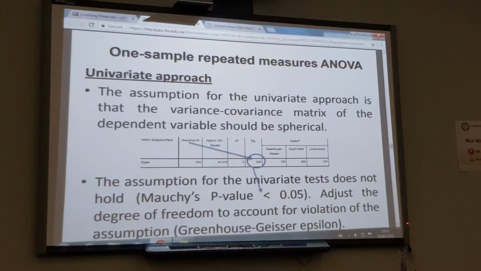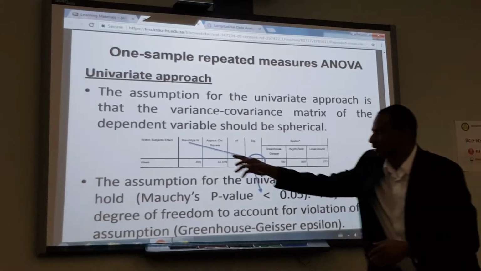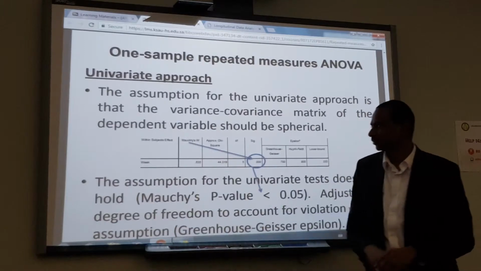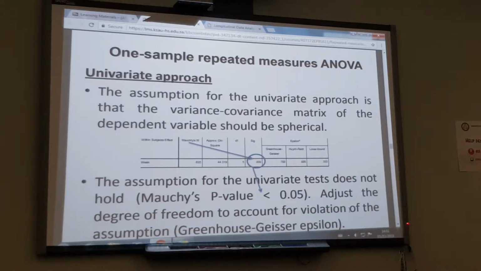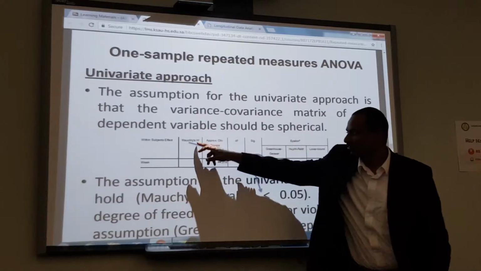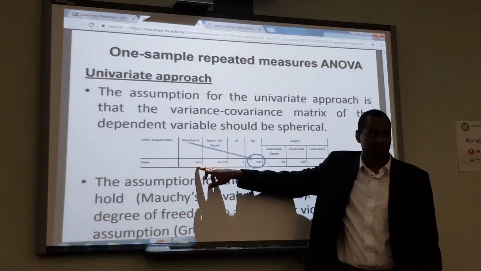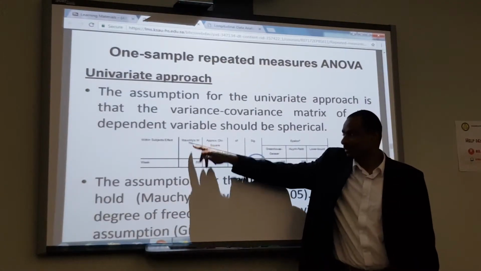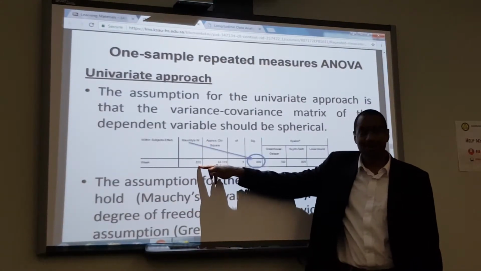Now, this is the univariate approach here. This is what you're going to see. So in univariate approach, we're going to test the assumption of sphericity. So look at the Mauchly here. You see Mauchly? P-value? This is the Mauchly value, not the p-value. Don't confuse between these. This under Mauchly, this is the value of Mauchly.